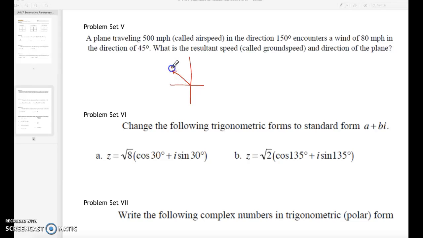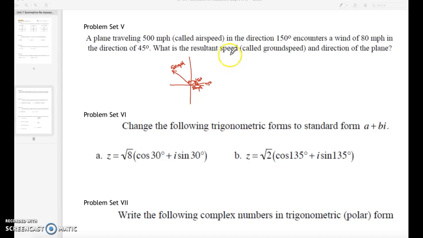Here's your airplane traveling at 500 miles an hour. And we're going to just measure this direction here from 0, so 150 degrees. And then we've got a wind traveling at 45 degrees, and its speed is 80 miles per hour. So the wind is the smaller vector there at 80 miles an hour and 45 degrees. And then we have our plane that's flying at 150 degrees from 0 at 500 miles an hour.